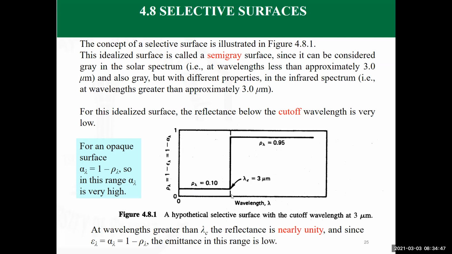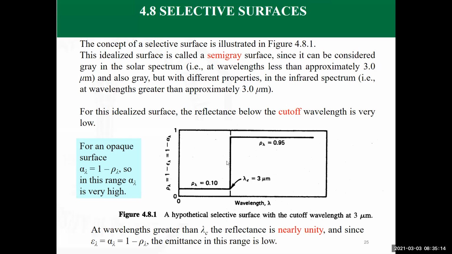However, when it comes to emittance for a long wavelength radiation for greater than 3 micrometers, the value of rho is too high, which means that the value of epsilon or the emissivity is quite low. Here it's something like 0.05, which means that it is not emitting radiation except for about 5% of the amount of energy that it holds.